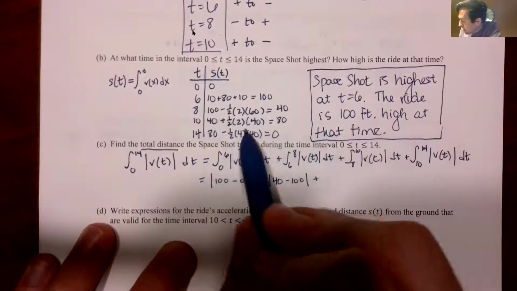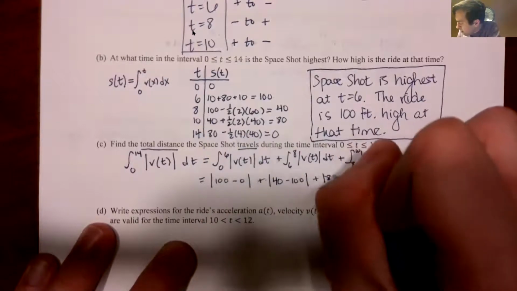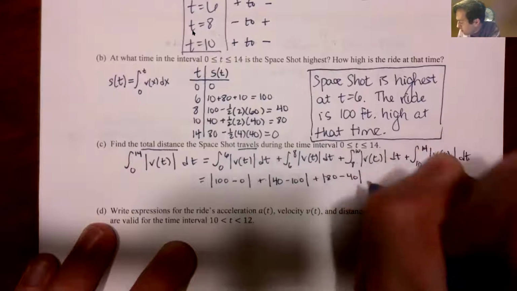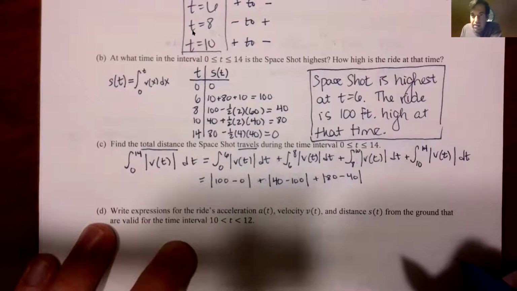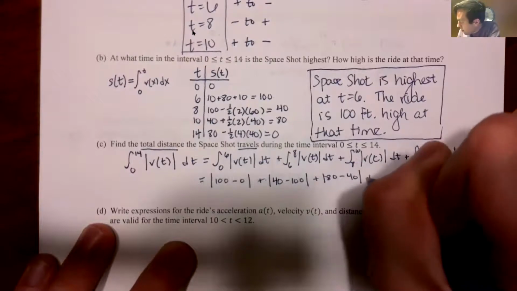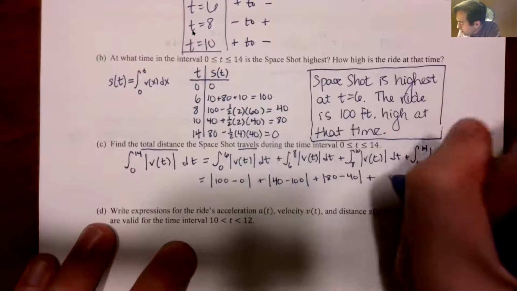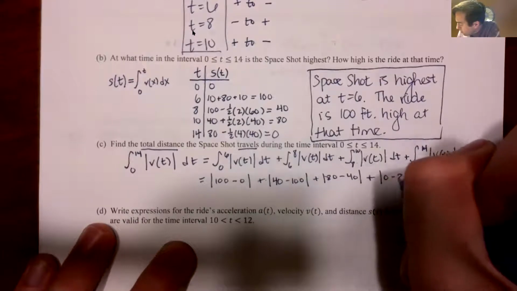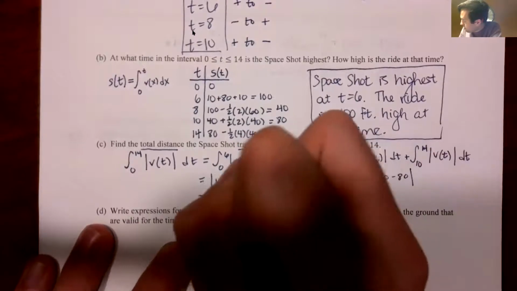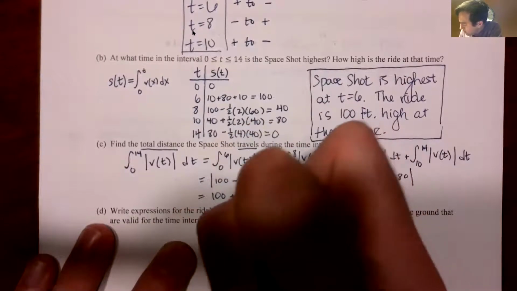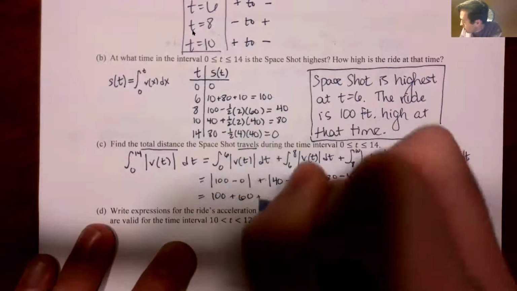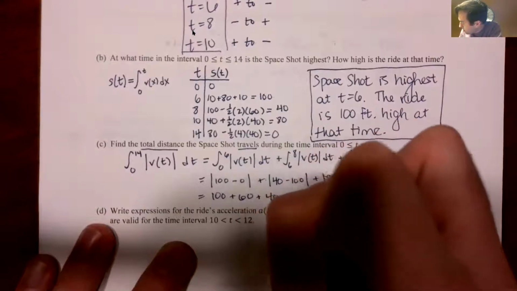From 8 to 10, we have 80 minus 40. And what I'm doing right now is evaluating these integrals, but I'm leaving the absolute value bars so that we can make sure they're positive in the end. And the last one goes from 80 to 0, so I'm going to write 0 minus 80. Okay, so we end up with 100 plus 60 plus 40 plus 80.